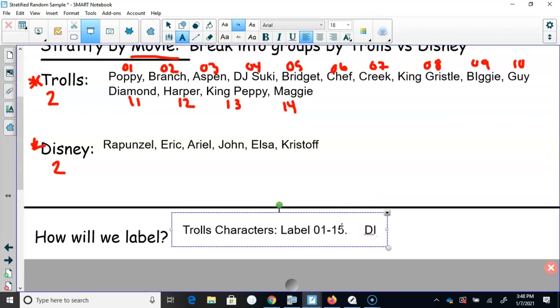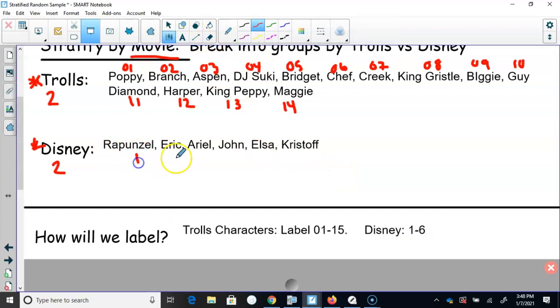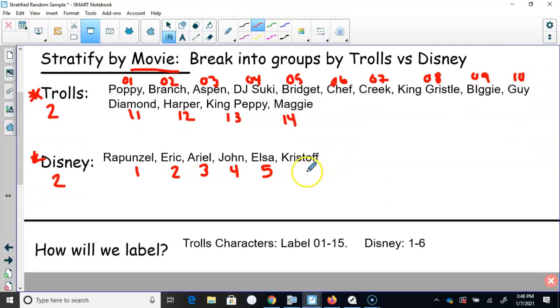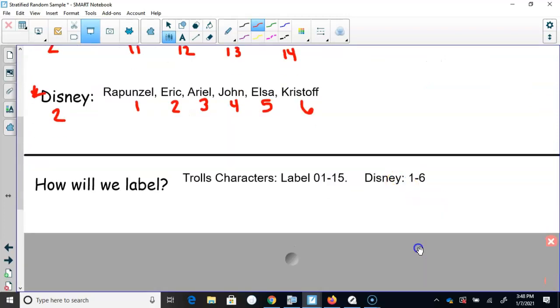And then with the Disney characters, I'm going to label, well, I have 1, 2, 3, 4, 5, 6 of them, okay? So I'm going to label them 1 through 6. So Rapunzel would be 1, Eric would be 2, Ariel would be 3, John would be 4, Elsa would be 5, and Kristoff would be 6, okay?